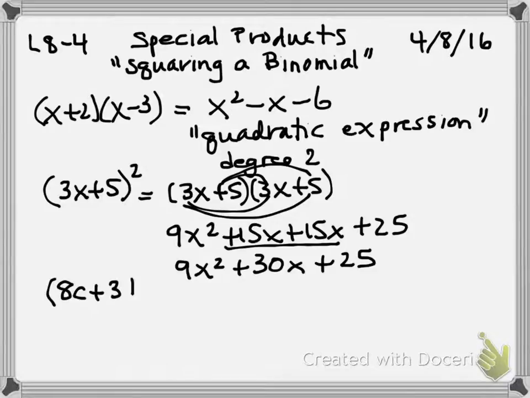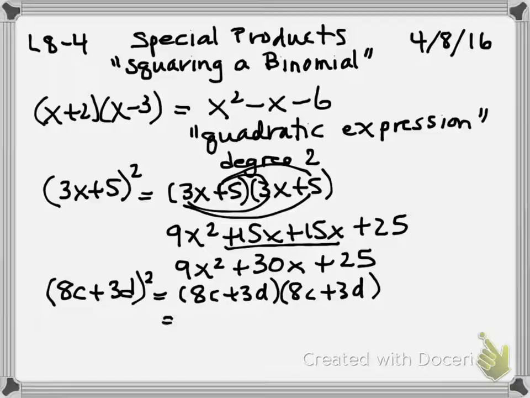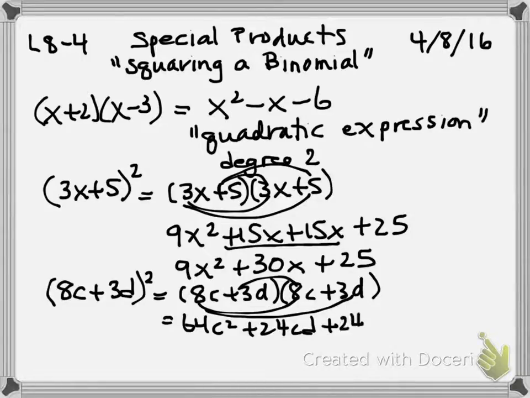8c plus 3d, that binomial squared. So again, we start by expanding it, and we get 8c plus 3d times 8c plus 3d. And we distribute, and we get 64c squared. 8c times 3d is 24cd. 3d times 8c. Regardless of the order that we're multiplying, when we write the variables, we write them in the same order. Okay, so cd, cd, and then 3d times 3d we get 9d squared.